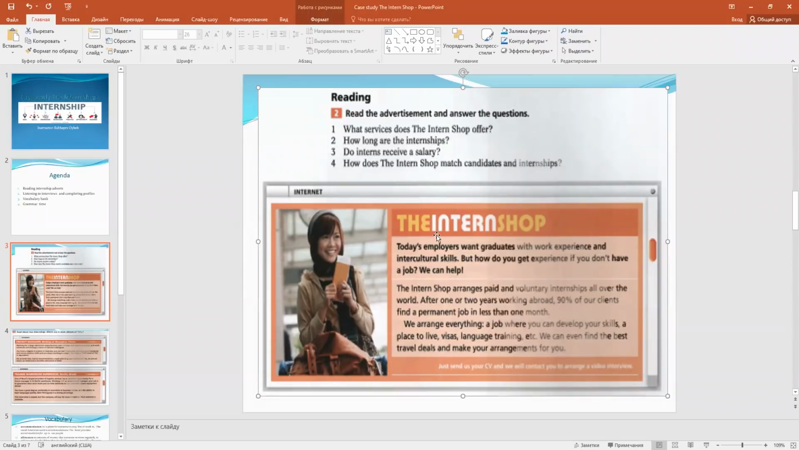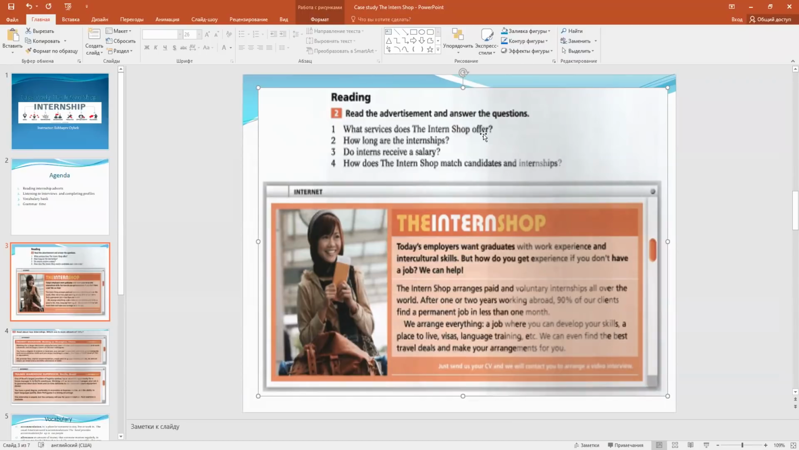I think we've read a lot. Okay, are you ready? Shall we discuss your answers? The first question, what services does the internship offer? Paid and voluntary internships. Yes. Paid and voluntary internships they offer. And what is the purpose of this kind of internship? Do you know what the purpose is? To get experience.